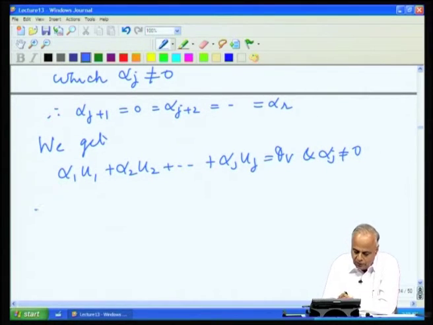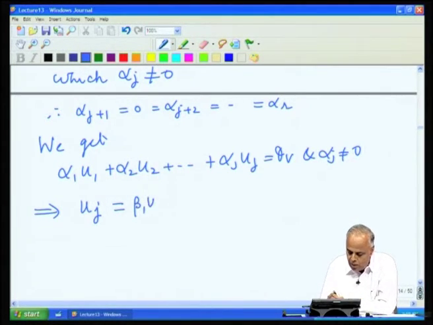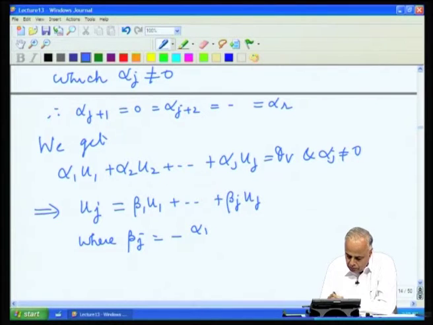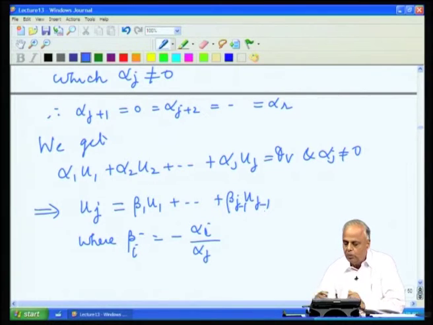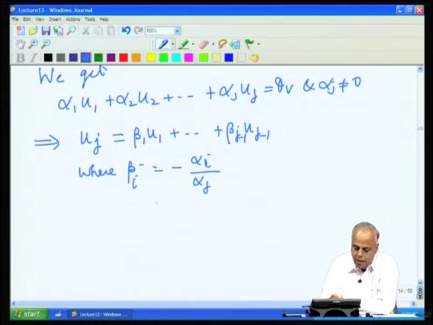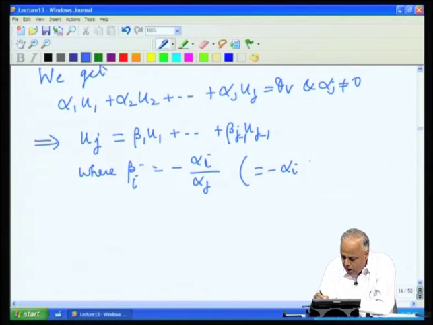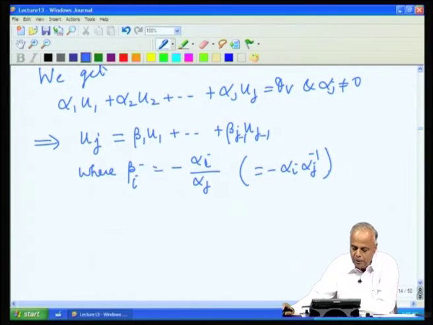If that is the case, we can write uj as equal to beta 1 u1 plus etcetera plus beta j minus 1 u j minus 1, where beta i is minus alpha i by alpha j. We take uj to one side and all the others to the other side. And this is possible because alpha j is not 0. In a general field, division means multiplying by alpha j inverse. So, this is actually minus alpha i into alpha j inverse, the multiplicative inverse of alpha j.